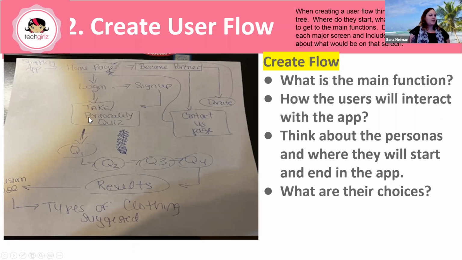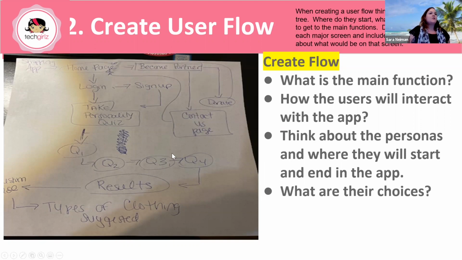When they take a personality quiz, then they're going to be asked a question. They're going to be asked another question, and another question, and another question until they get the results. This should say custom page. So once they get the results, they will get a custom page for shopping and different items on that shopping page. And hence your other arrow, types of clothing suggested. So as you can see, there's a lot of arrows going back and forth. The other thing that the user might see is a become a partner button where they can click on, where they can donate, or they can contact us, which is really cool because I put them back to the homepage once they've done these things.